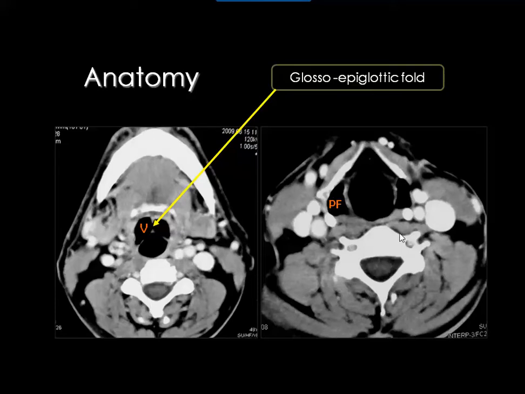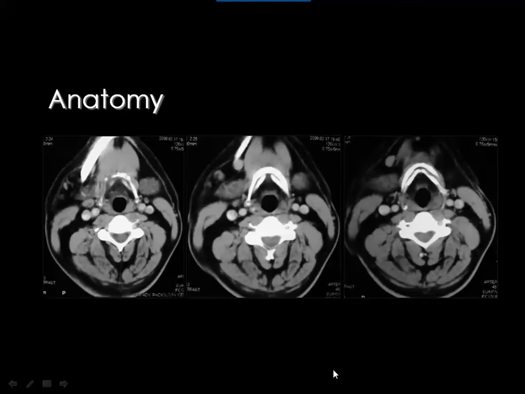Then if you follow the epiglottis lower down, and you see the fold, which is known as the aryepiglottic fold, connecting the epiglottis to the arytenoid cartilage at the base of the true vocal cord. This aryepiglottic fold will separate the air space here into a laryngeal space and an outer space, which is known as the piriform sinus or the piriform fossa.